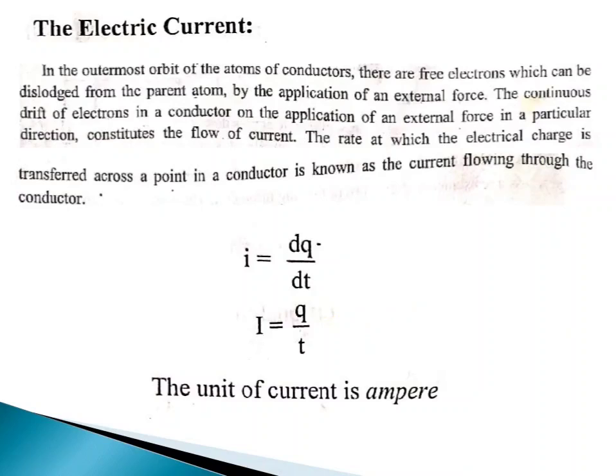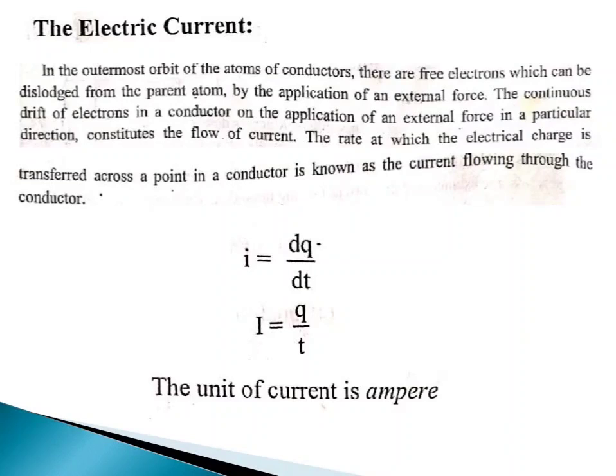Now let us talk about the electric current. In general words, the current is the flow of electrons, the electrons which will travel from one point to another. So the continuous drift of electrons in a conductor, when we apply the external force, that is the voltage, based on the direction, the flow of electrons is represented as a current.